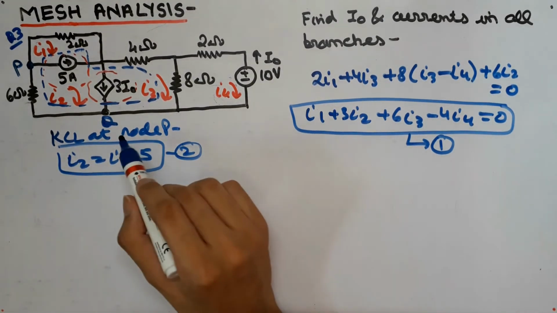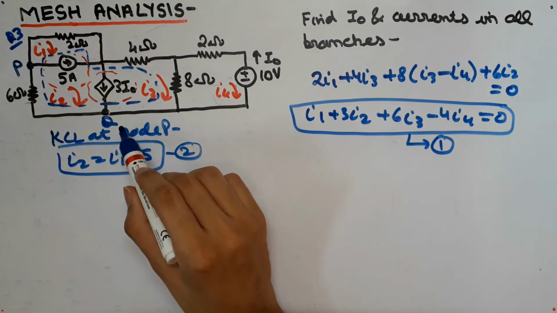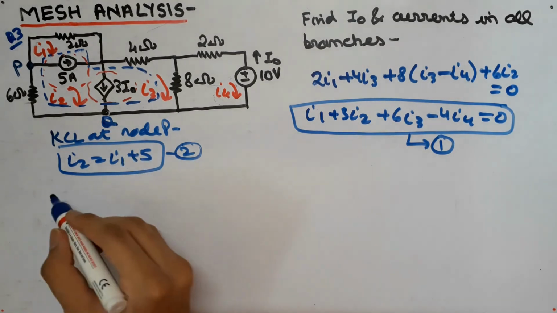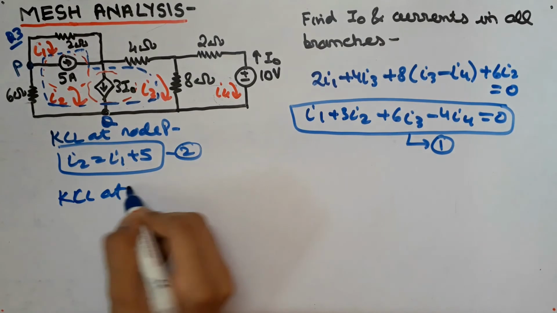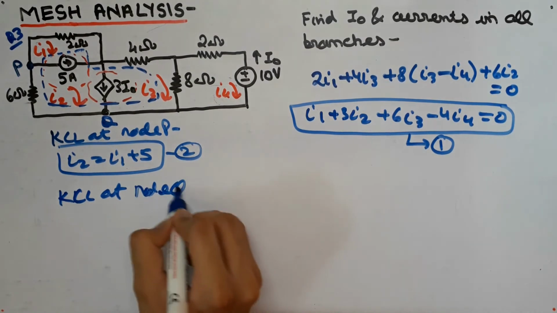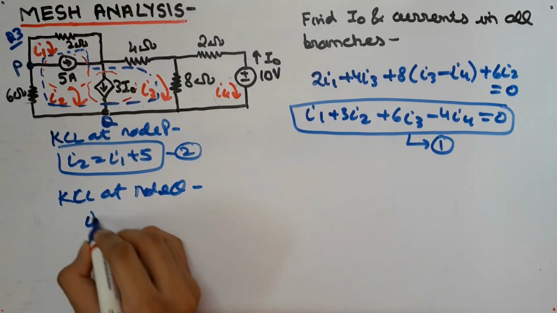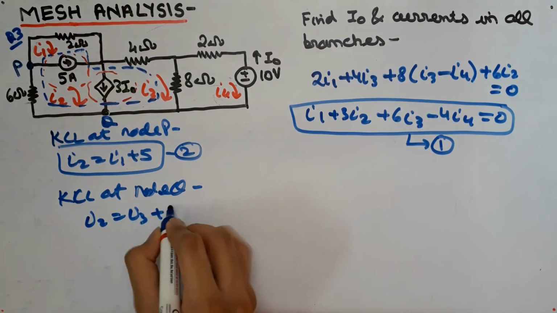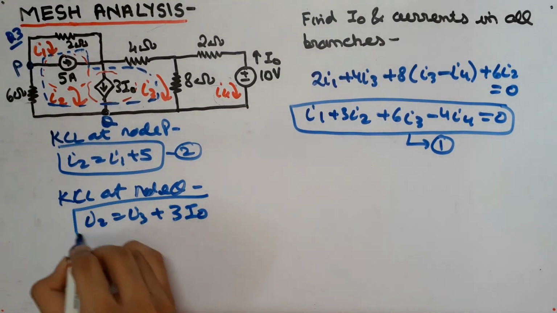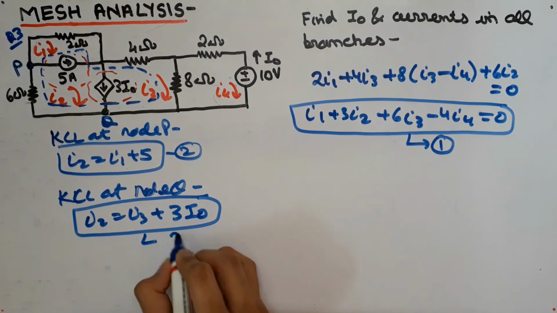Now similarly we are going to look at node Q at the second super mesh and find the KCL equation. That is KCL equation at node Q. From there we will get I2 = I3 + 3I0. Let this be equation number 3.